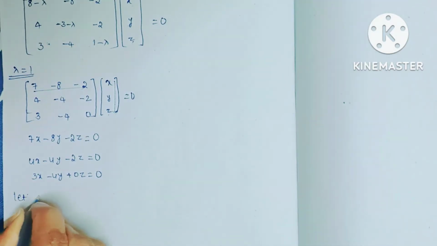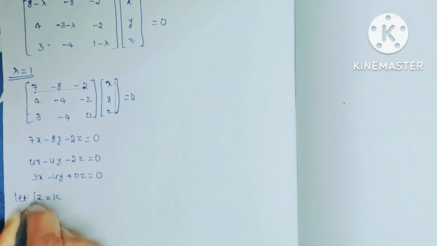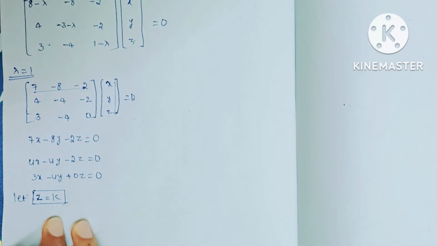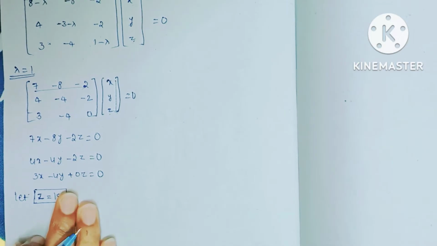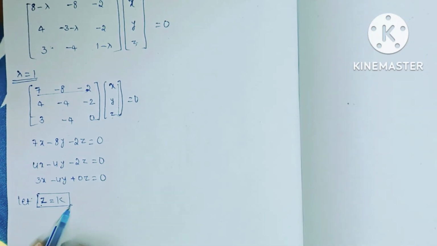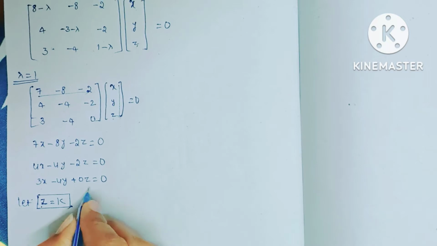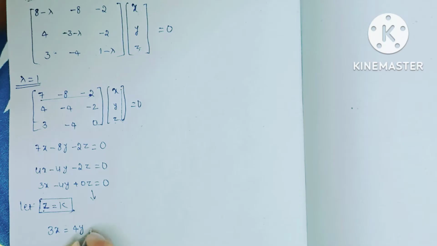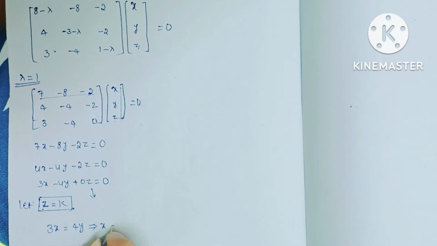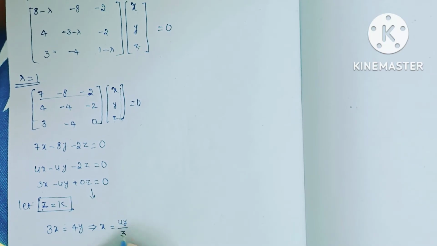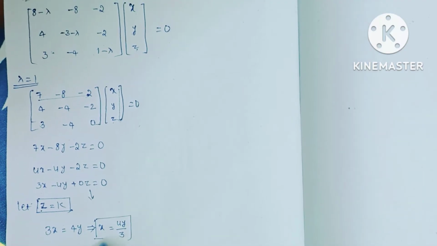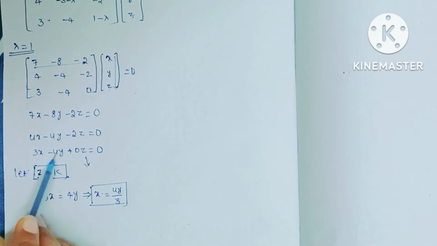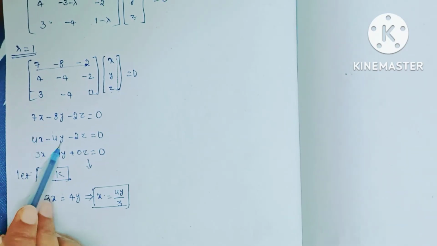Okay, so let z be equal to k. This method I am following from the very first video, so you can go through those videos and understand in a better way. And z equal to k. So from the third equation we know that 3x equal to 4y, and from here we can say that x equal to 4y by 3. We got the x value. So substitute x and z in any one of the equations and we will get y.